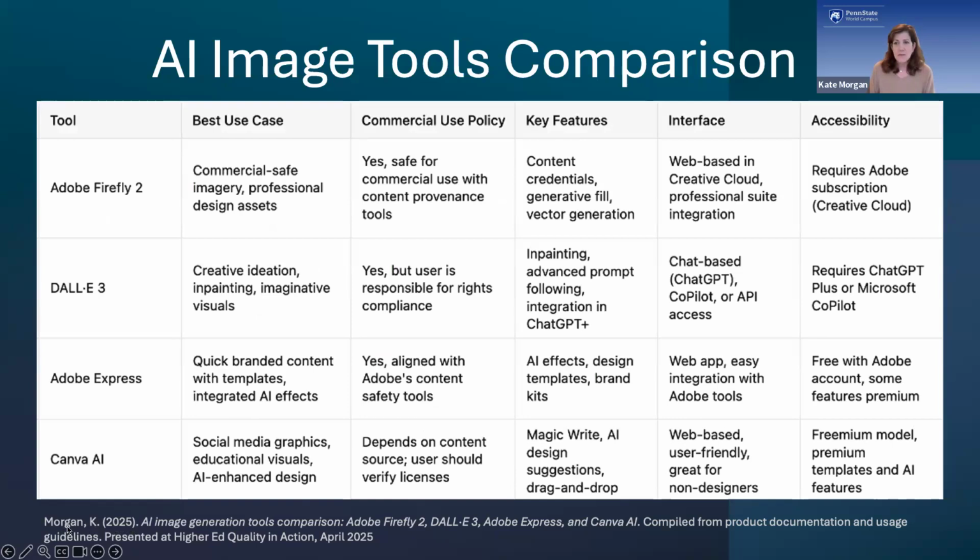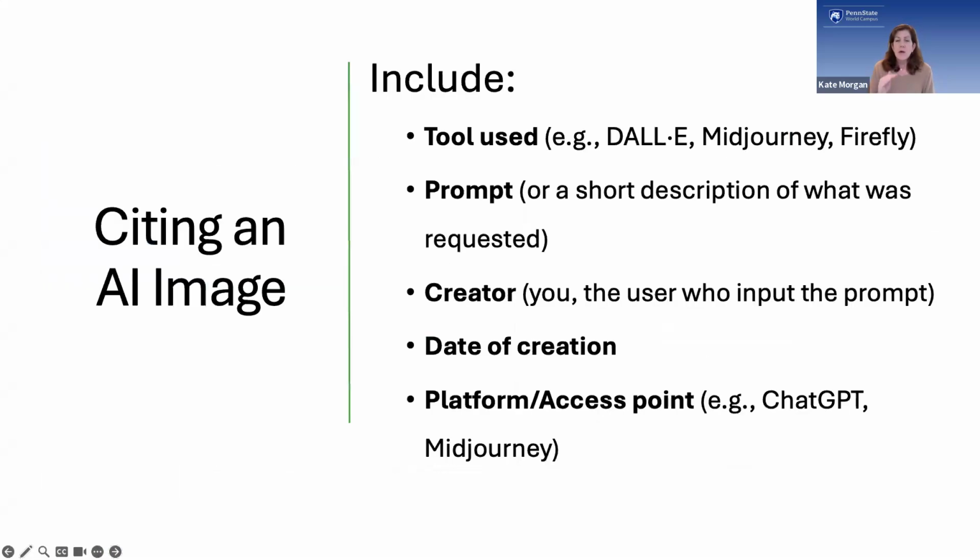If you look at the bottom here, it says Morgan K 2025. Here's my prompt: AI image generation tools comparison. And I put all of these in, compiled from product documentation and usage guidelines presented at Higher Ed Quality in Action, April 2025. So it's safe to say that we can tell where that came from, who created it, and why they created it. Something to consider. At this point, it's still changing, but to protect yourself, this is something to consider.